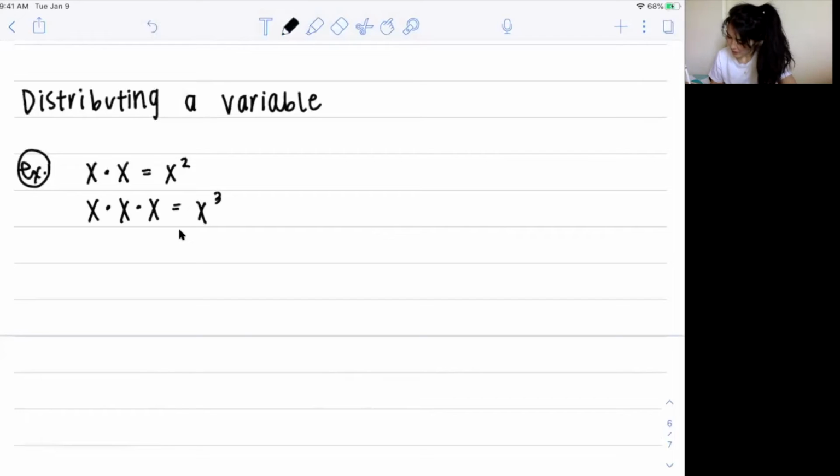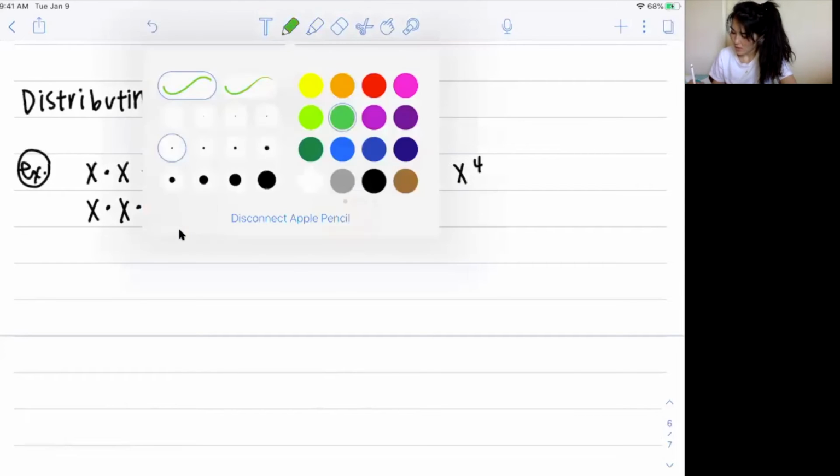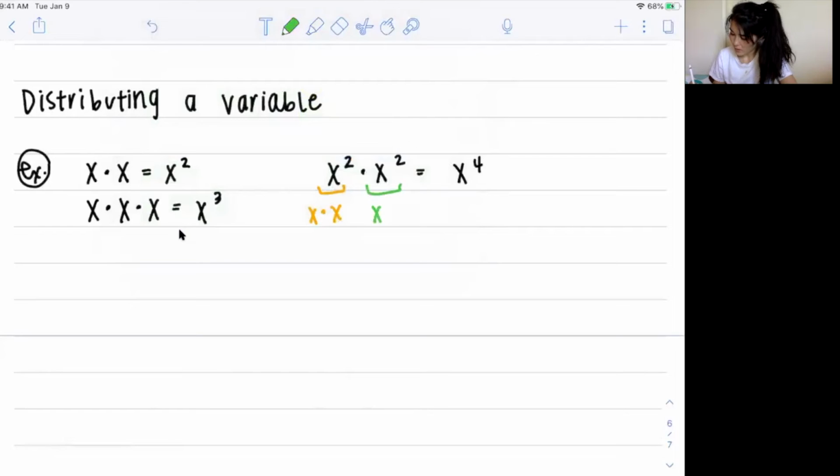What about if I had something like this, though? X to the 2nd times x to the 2nd. Does anyone remember that? The answer to this would be x to the 4th. And the reason for that is because x to the 2nd we said is x times x. X to the 2nd we know is x times x. And if you look at this, we have a total of 4 x's. So we would say x to the 4th.